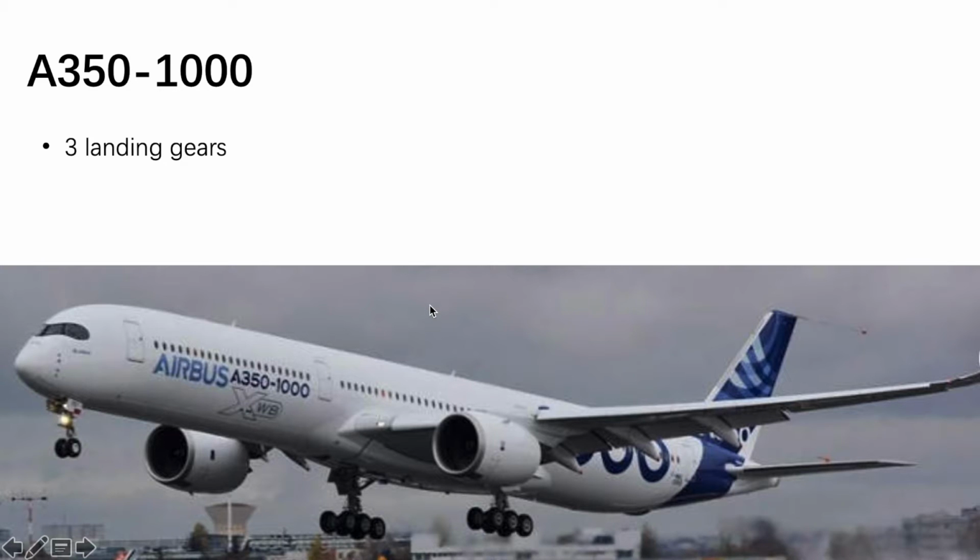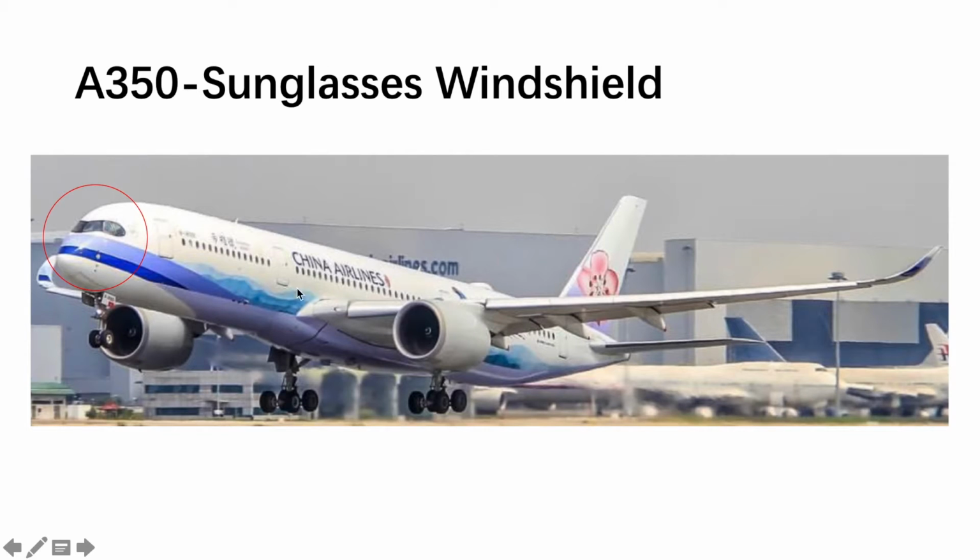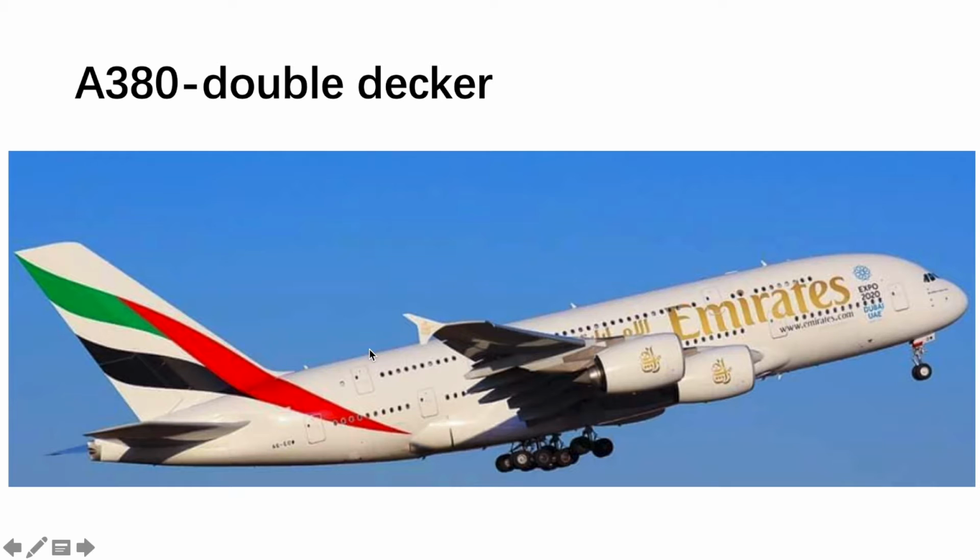But the A350-1000 has three pairs of landing gears. Following Boeing 777, it is the second aircraft that has three pairs of landing gears. Here is a China Airlines A350. You can see the sunglasses windshield, the unique shape of the winglet, and two pairs of landing gears. For A380, you can't go wrong with this one either because it is a true double-decker from the nose to the tail with four engines.